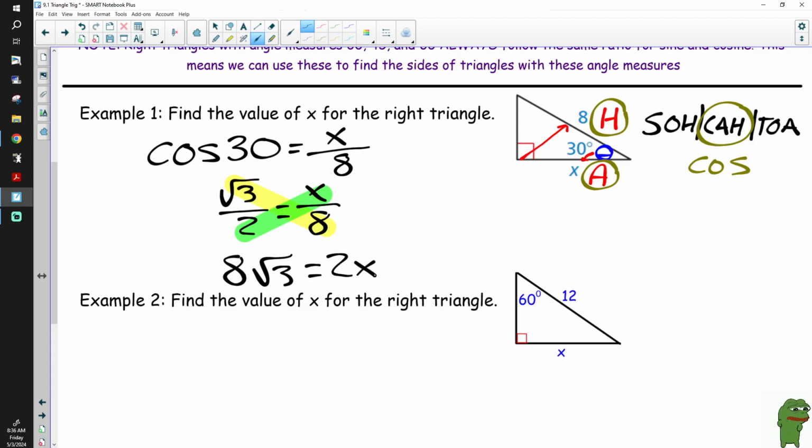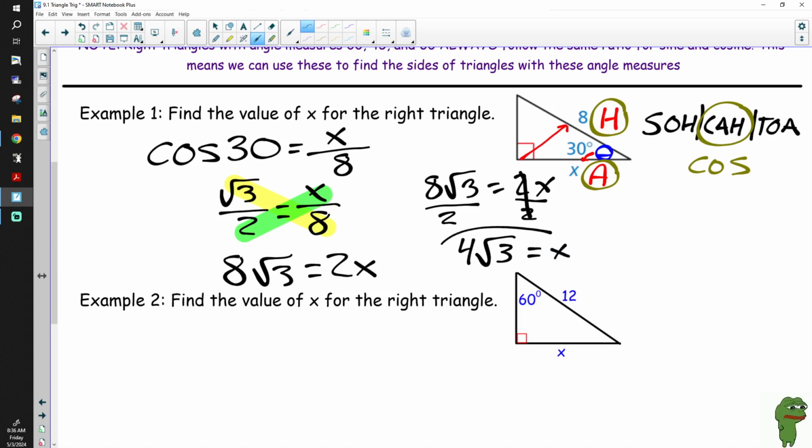To finish this problem off, which I'm running out of room, so I'm going to rewrite it up here. I need to divide both sides by 2. The 2's are gone on the right side. And when we're dividing on the left, 8 divided by 2 is 4. Bring down the square root of 3. And that's my answer: 4 square root of 3.